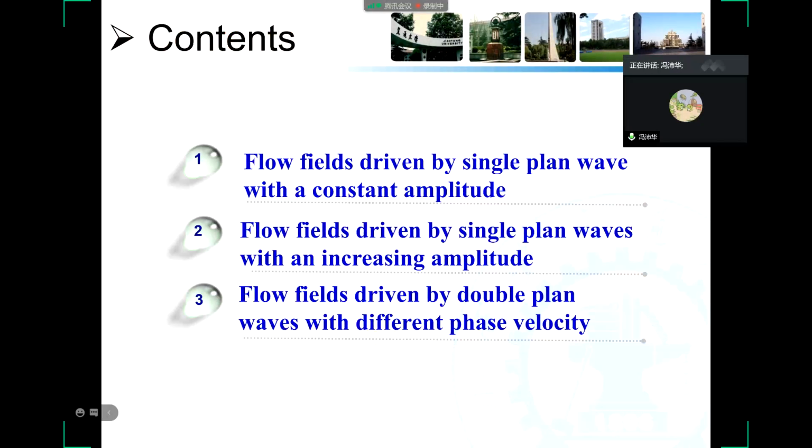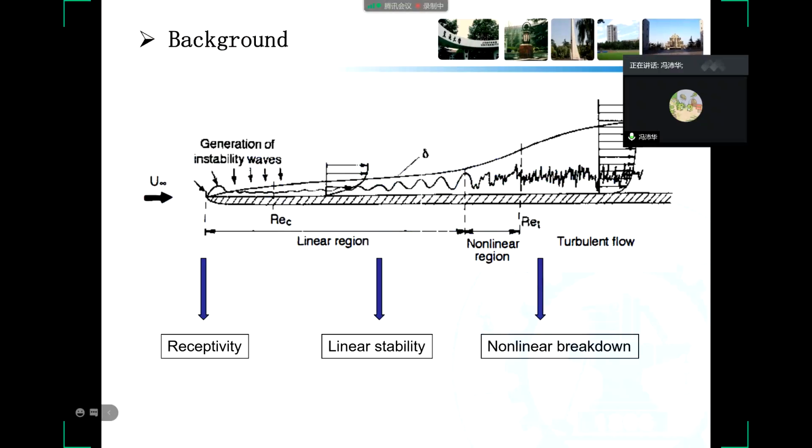The contents of this presentation are in three parts. The first one is the flow field driven by a single plane wave with a constant amplitude. The second one is also a single plane wave, but with an increasing amplitude. And the third one is where we change our driving waves to double plane waves with different phase velocities.